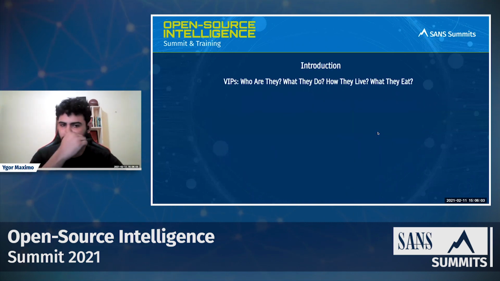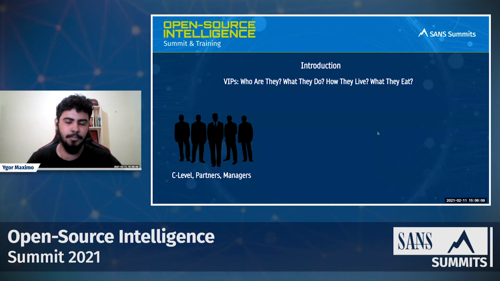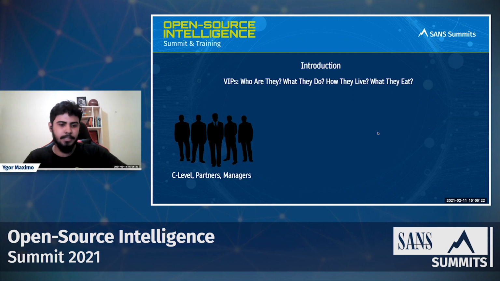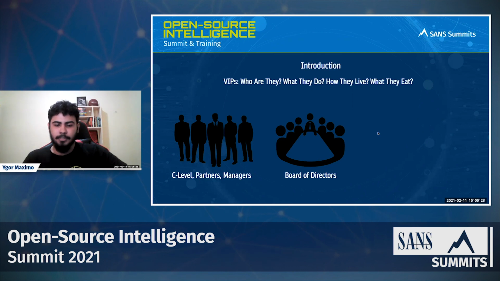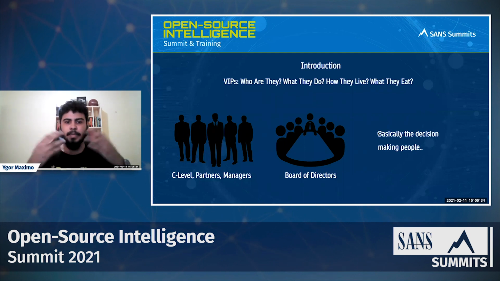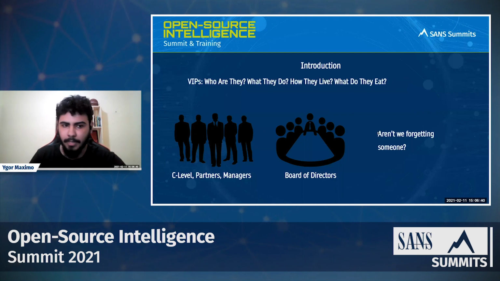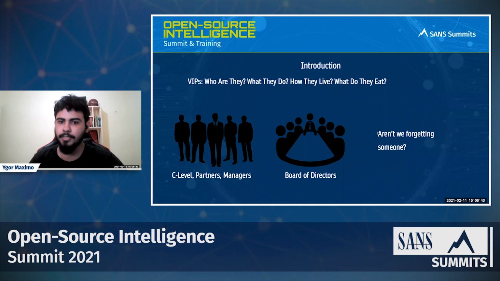So VIPs, who are they? What do they do? How do they live? What do they eat? For those of you who do not know, VIP stands for very important person. Basically, it is a person that has a high influence within a company or some other organization. Usually they are the C-level partners or managers of this company. They could also be the board of directors of the company, basically the decision-making people, the people that make the important decisions of the company. So after this definition, I ask myself, aren't we forgetting someone that is important too in an organization on the network level?